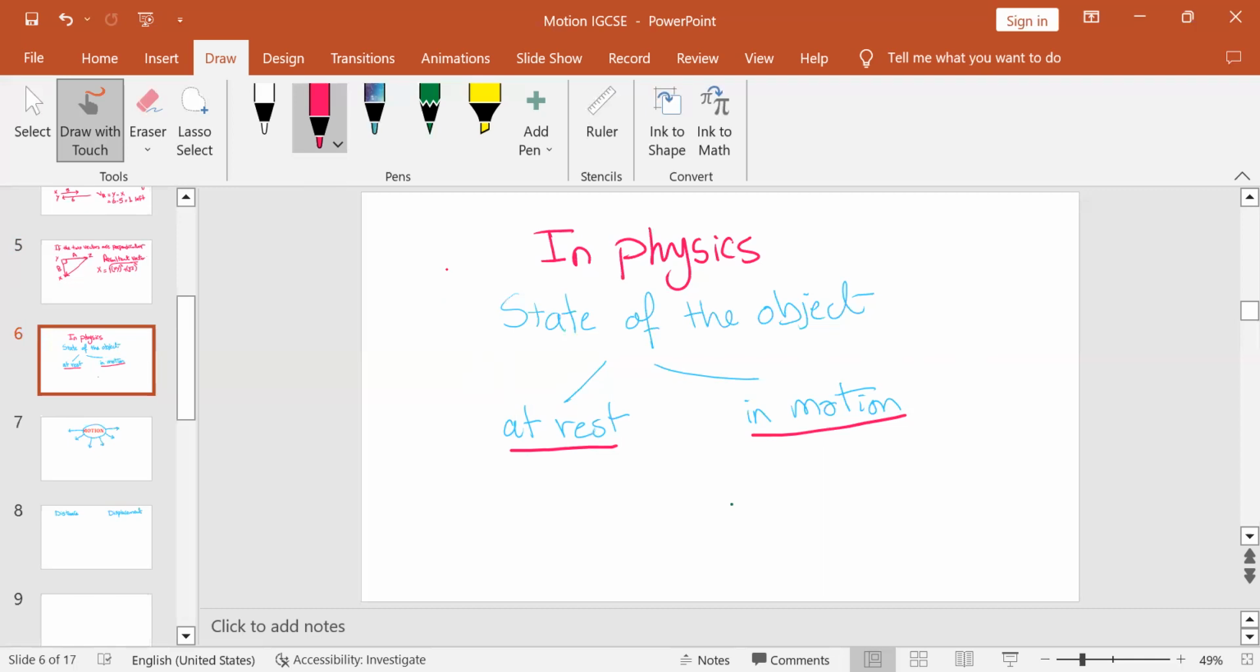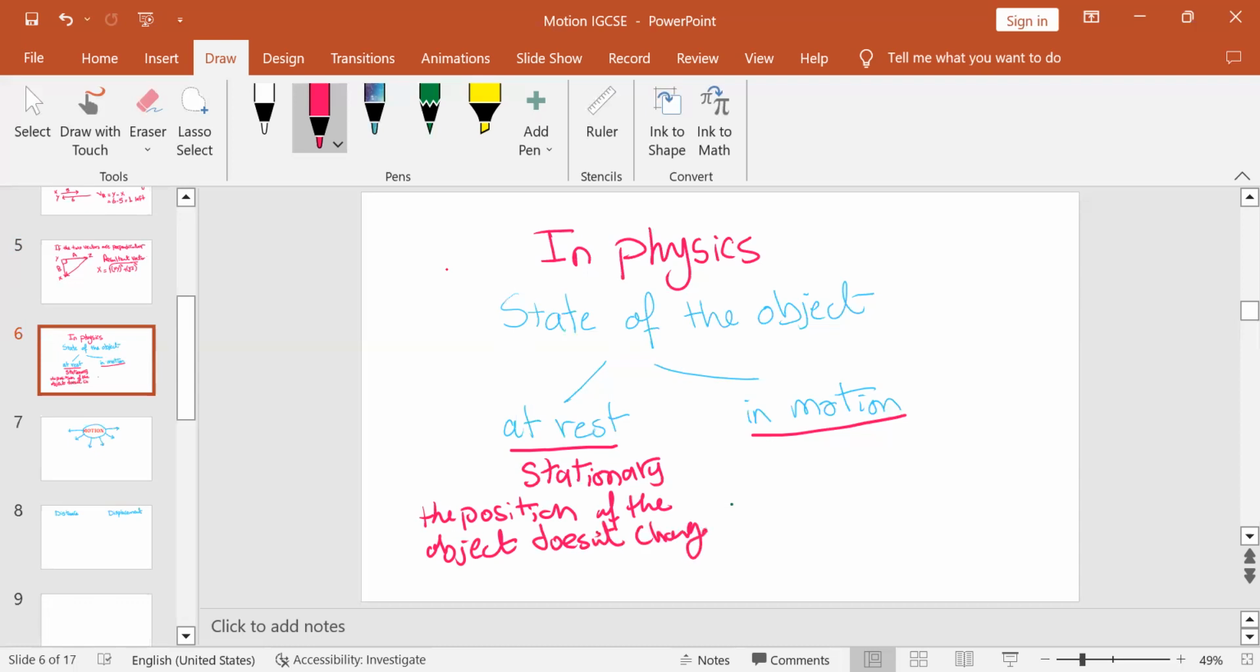Bravo. The object is stationary, right? Or the object is standing still, which means that the position of the object doesn't change as time passes, because time never stops.